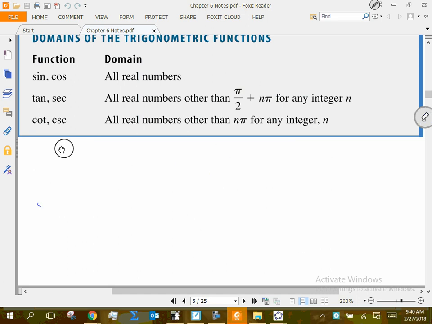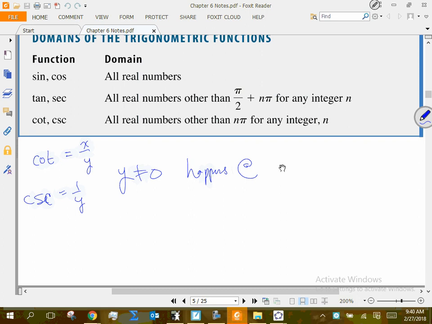The cotangent and cosecant: cotangent is x over y, and cosecant is 1 over y. So y cannot be 0, okay? And that happens at 0 and pi, or pi and 2 pi. A lot of times we call it 0 and pi instead of 2 pi.